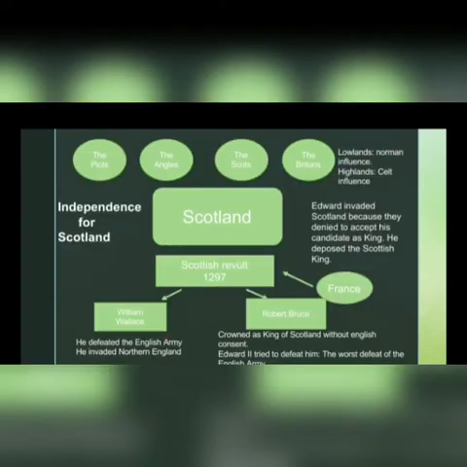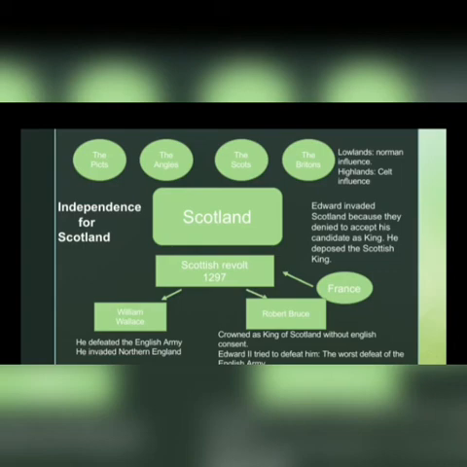But it wasn't so easy to conquer Scotland. Scotland wanted to be independent from England. So there were several revolts and battles between Scottish people and the English army. Scotland was divided in different groups. Let's say that its population was composed of different groups, such as the Picts, the Angles, the Scots, and the Britons.